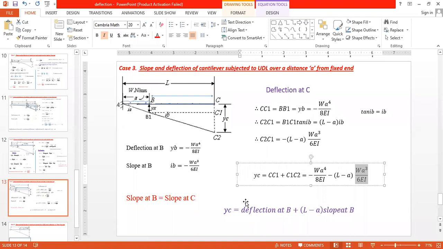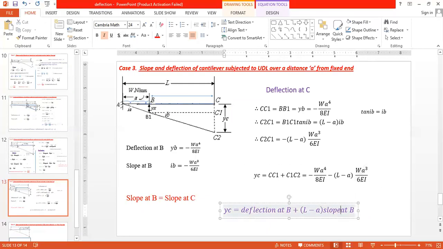Therefore we can write this equation. Deflection at free end, or maximum deflection, is the deflection at the point up to which load is applied, that is, UDL is applied, plus the distance of the point up to which the UDL is applied from the free end, that is L minus a, into the slope at the point B, or slope at the point up to which load is applied. Okay, now this is the second case.